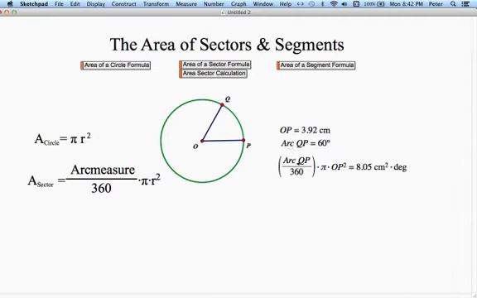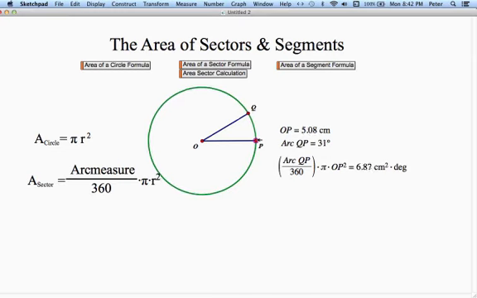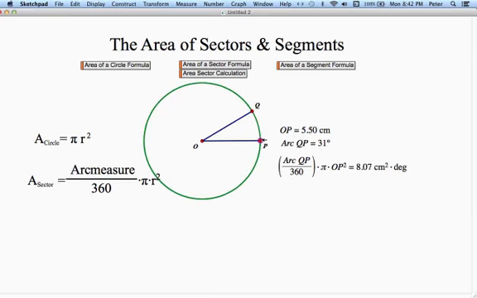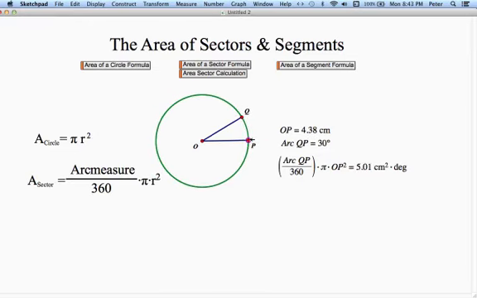Notice over here that as I manipulate the measure of angle O, or angle QOP, it changes not just the arc QP, but it also changes the area of the sector. The area of the sector is dependent not only on the central angle, or the measure of the arc, but it's also dependent upon the size of the circle. You can see that as I increase the size of the circle, while the measure of the angle doesn't change much, certainly the area of the sector changes.